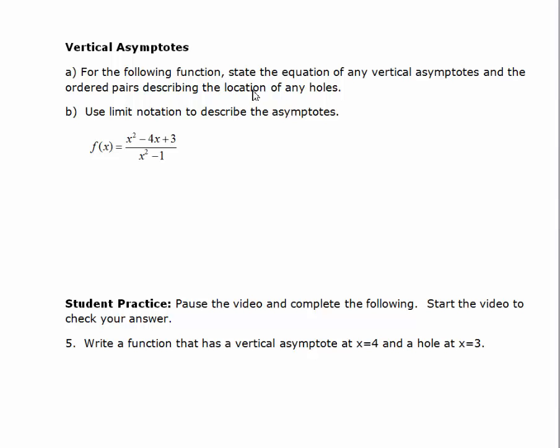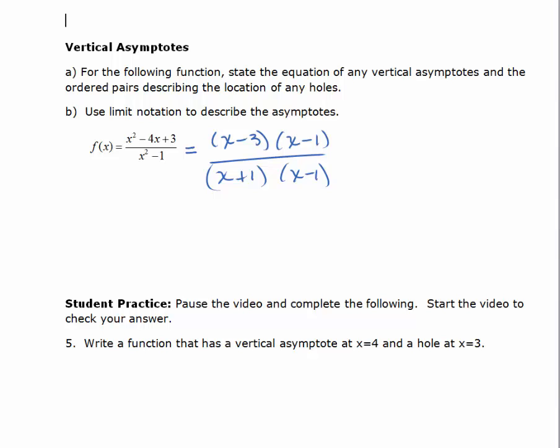For the following function, state the equation of any vertical asymptotes and the ordered pairs describing the location of any holes. So we know to find vertical asymptotes and holes, we want to factor the function. And this is going to factor as x minus 3 times x minus 1 all over x plus 1 times x minus 1.